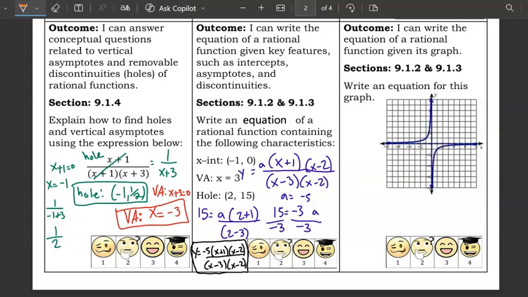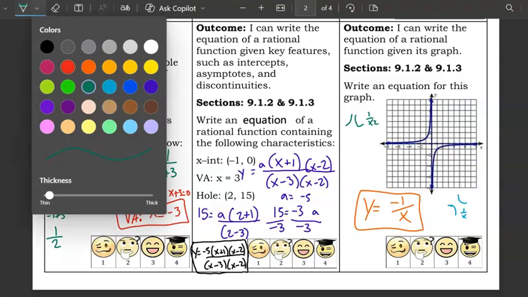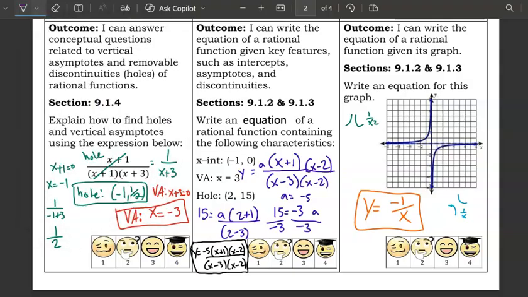Outcome: I could write the equation of a rational function given its graph. Write an equation for this graph. Y equals -1 over x. So I have 1 over x, and then we have this positive 1 over x, and then we have 1 over x squared, and then -1 over x squared.